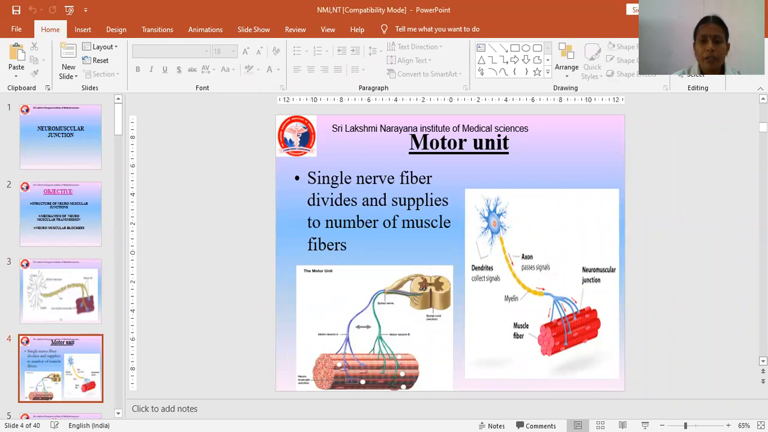Before going into the topic, I want to discuss some of the fundamental terms. The first one is the motor unit. What is a motor unit? A motor unit is nothing but a single nerve fiber that supplies a number of muscle fibers. A single nerve fiber divides into a number of branches and supplies a number of muscle fibers. That is called a motor unit.